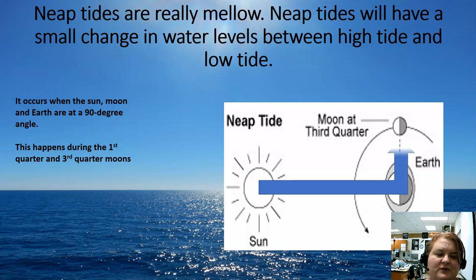And this is going to occur, and if you look at the arrow that I've just put on your screen, you've got the sun and the earth in a straight line, but that quarter moon is at a 90-degree angle. And so anytime they are at an angle like this, you've got the gravity of the moon pulling this way, the gravity of the sun pulling this way, and so that water is getting pulled in both directions, and you're not going to have the big dramatic change in tide like you do for spring tides. This is going to occur during the first quarter moon and the third quarter moon.